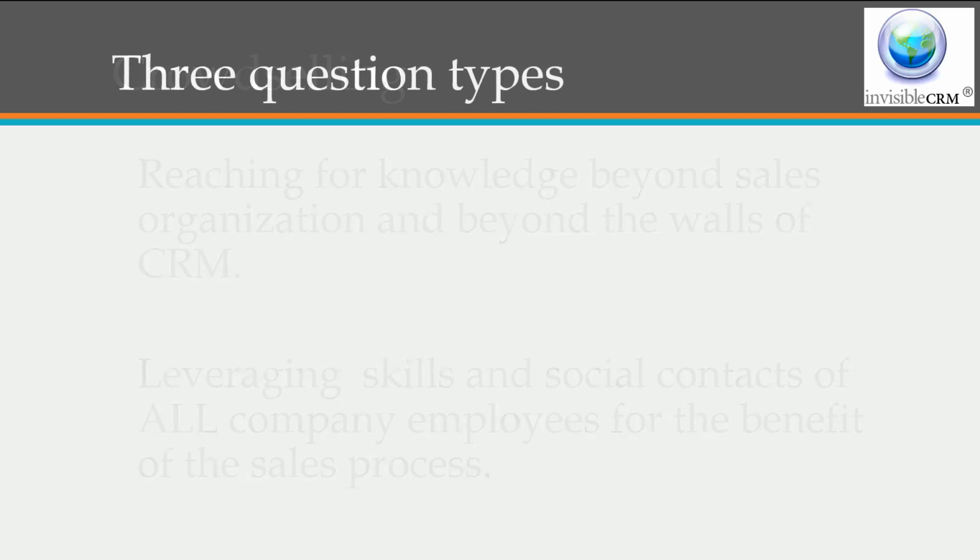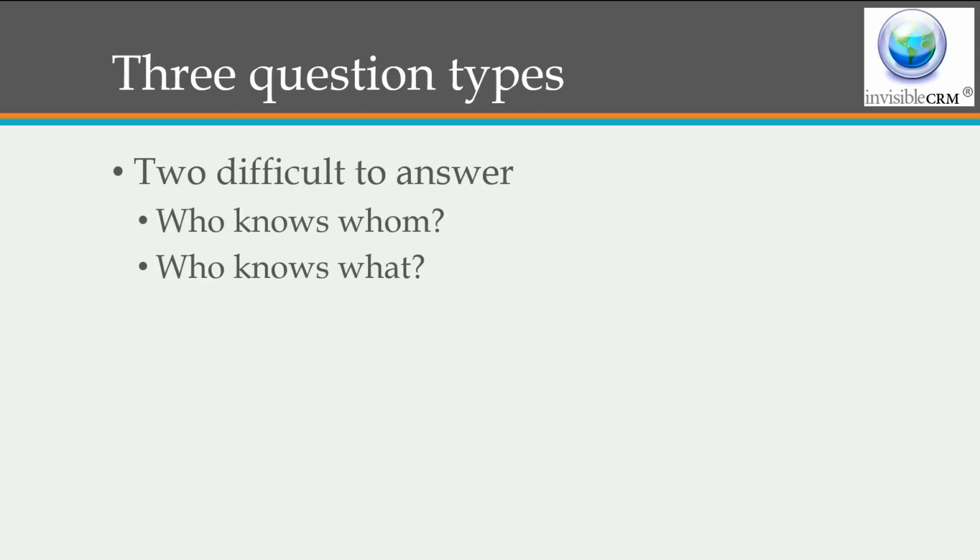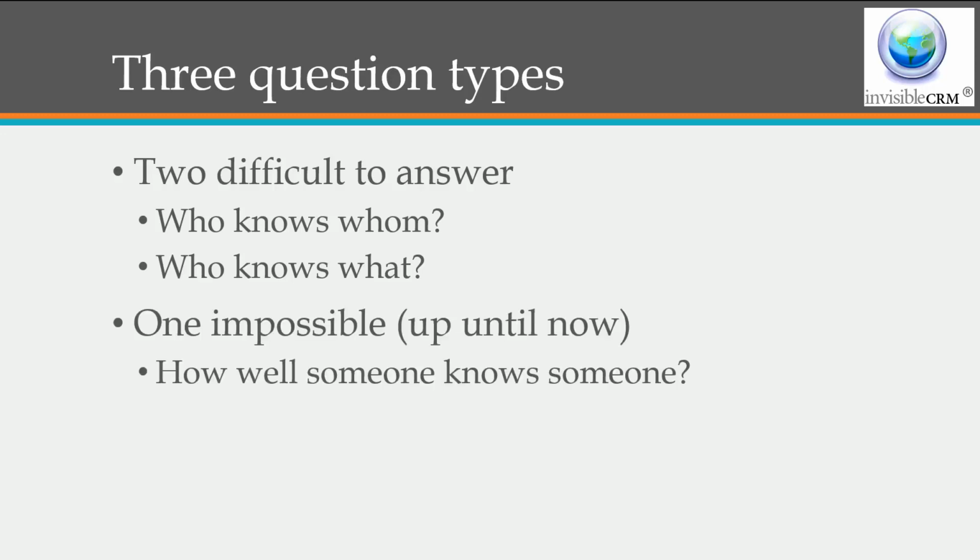There are three typical questions asked every day in every large company around the world. Two of them are hard to answer: who knows whom and who knows what. In other words, finding the right person with the right contact or the right skill is a frequent but daunting task. There is also a third question, which is rarely asked because until now it had no clear answer: how well someone knows someone. It had no clear answer because nobody tried to measure the strengths of relationships in a consistent manner.